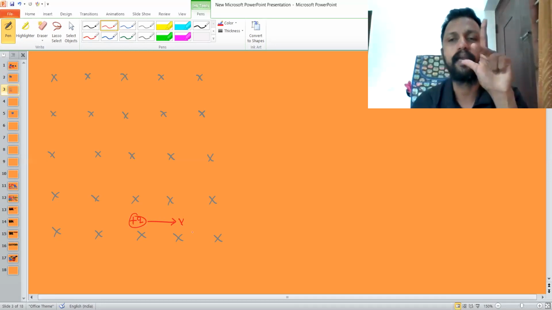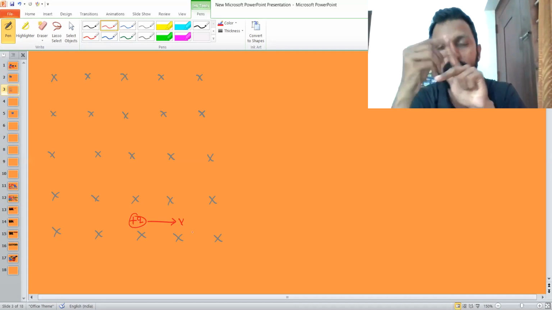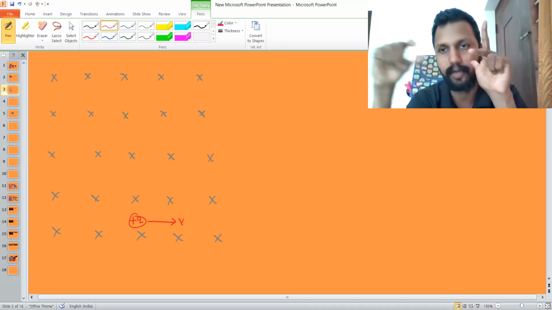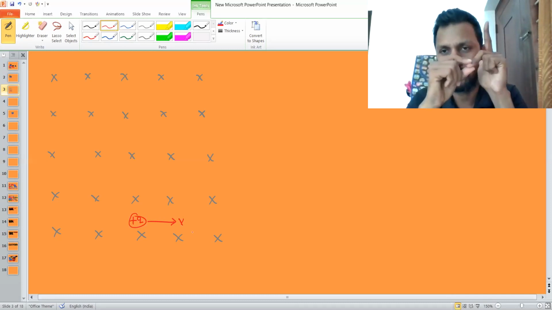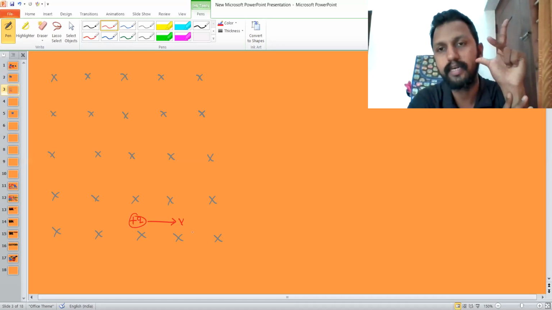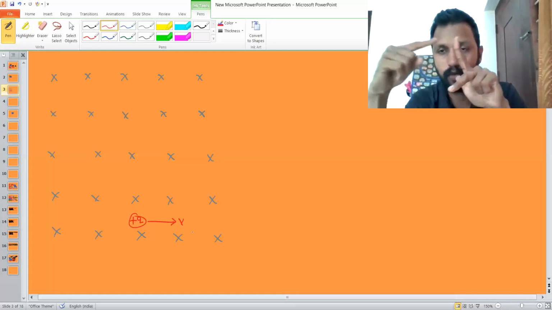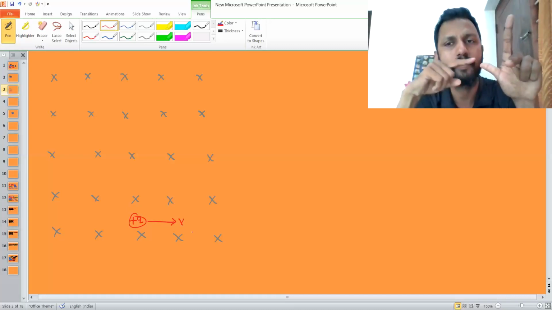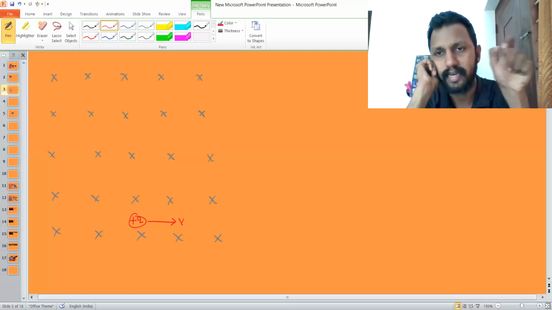You have to place your left hand in such a way that the forefinger denotes the direction of magnetic field, the middle finger denotes the direction of current, and the thumb will represent the direction of force. Hold your left hand in this way. Let's try to place our left hand in that manner.